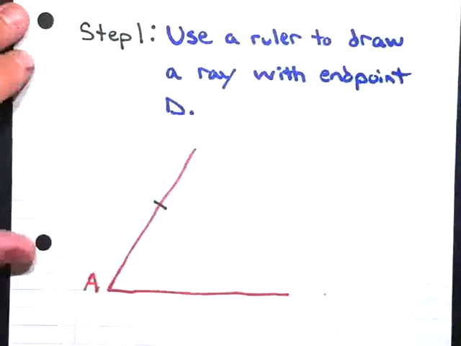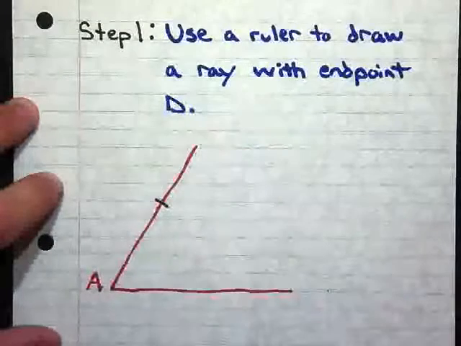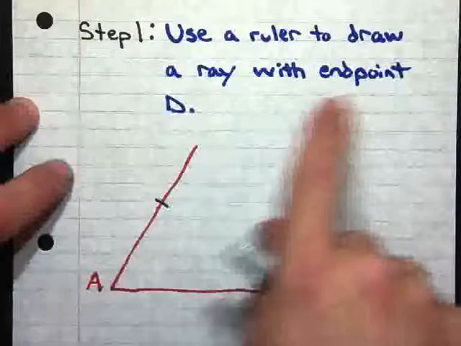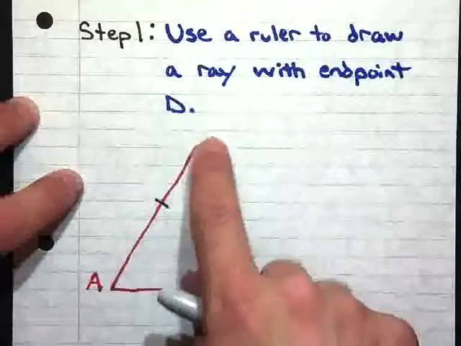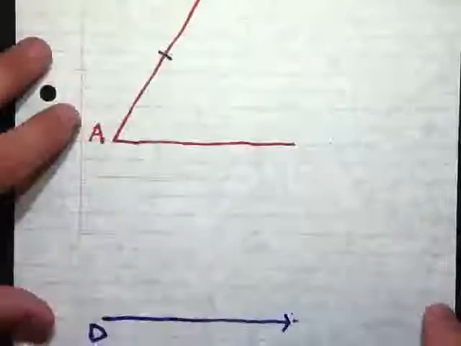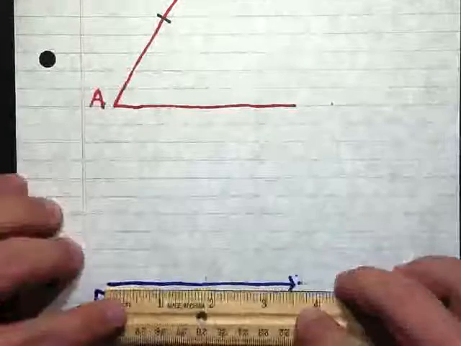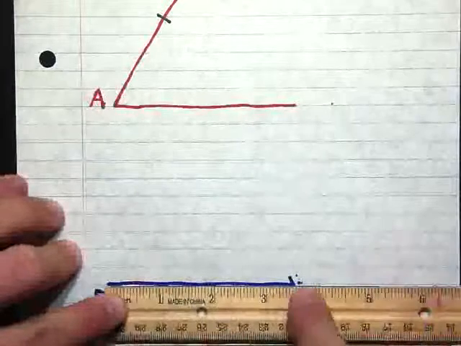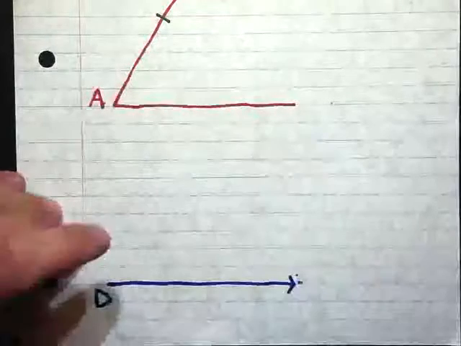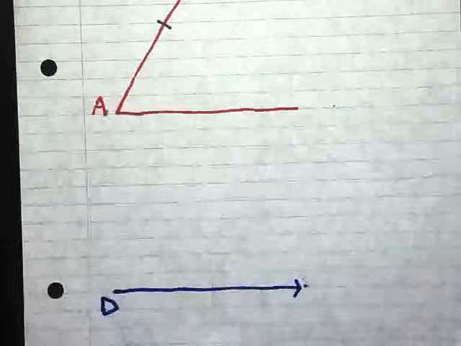There are a few steps that we have to take in order to construct a congruent angle. The first step is that we use a ruler to draw a ray with endpoint D. This right here is our original angle that we're starting off with. So we use our ruler, draw point D, and then mark a ray coming from D, and I label it D. That's step one.